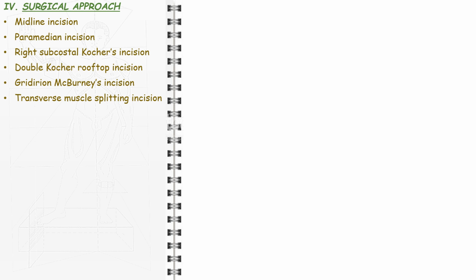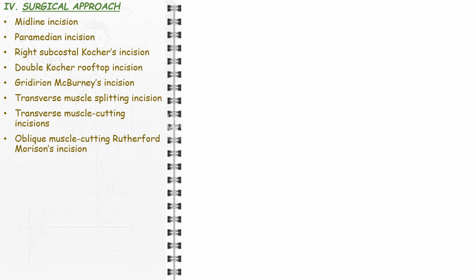Transverse muscle-cutting incisions can be made above or below the umbilicus, cutting one or both rectus sheaths and muscles and extending laterally into the obliques and transversus, or just cutting the more lateral muscles. Intercostal nerves run obliquely through the lower abdominal wall, but more than one is not likely to be cut by these transverse incisions. The oblique muscle-cutting incision, Rutherford-Morison's, is similar to the gridiron, but after incising the external oblique in the line of its fibers, the internal oblique and transversus are cut in the same line, not in the line of their own fibers.